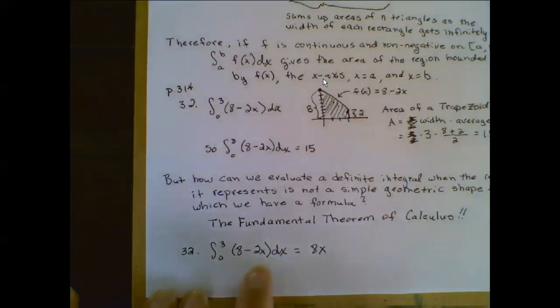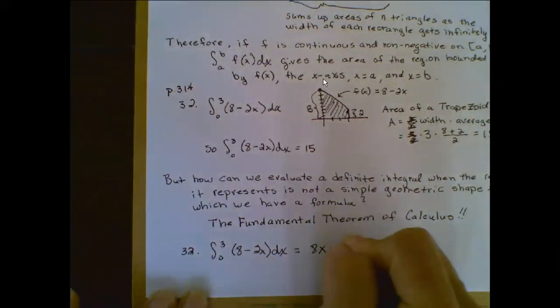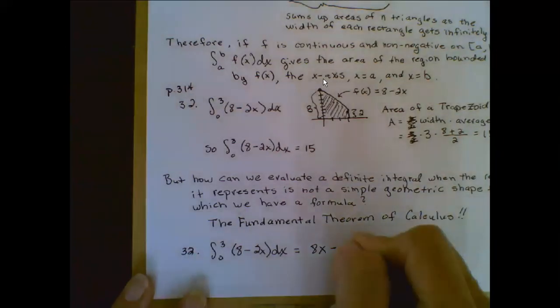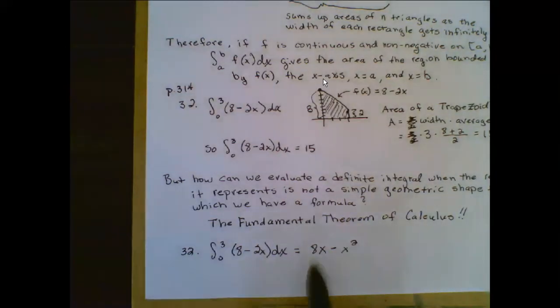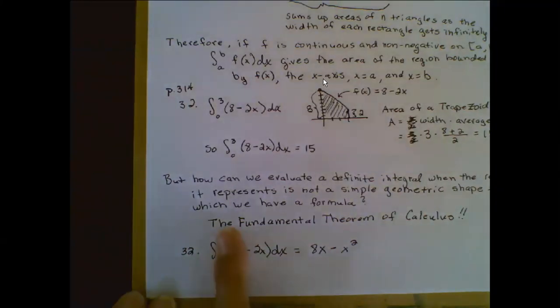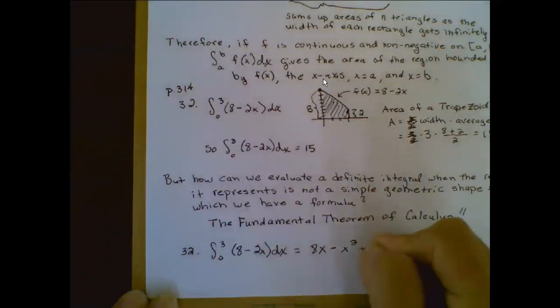And what's the function that if you took its derivative, you would get a 2x? X squared. Okay, and let's just double check that. Is the derivative of 8x just 8? Yes. Is the derivative of x squared just 2x? Yes. And then if we wanted the whole family of antiderivatives, if that upper and lower bounds weren't there, we would say plus a constant.